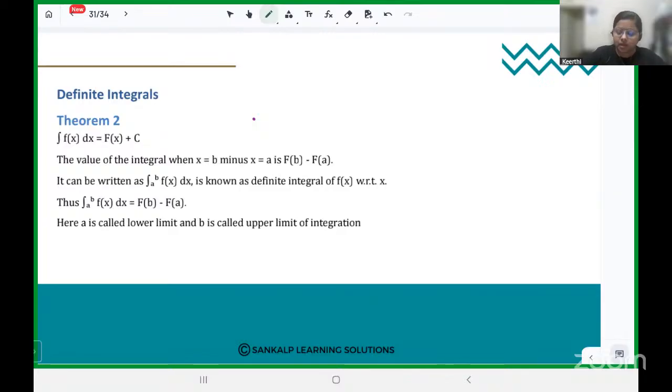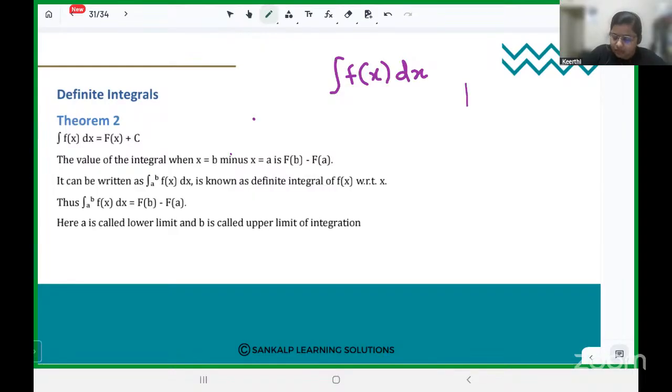Indefinite integral, we can write it like this: integral f of x dx. If a function f is given, then we can write the indefinite integral of f of x as integral f of x dx. This is known as indefinite integral. And this indefinite integral becomes definite integral when the x varies in a bounded closed interval.